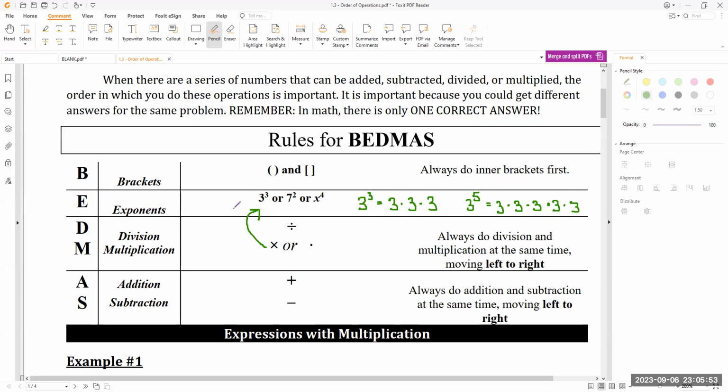So exponents take precedence. There's more importance placed on it versus just a regular multiplication. And then comes brackets, otherwise known as parentheses. Curved brackets are called parentheses, and these square things are called actual brackets. That's why in American schools, instead of BEDMAS, they often call it PEDMAS. So if you go to the internet, you'll see PEDMAS as well.